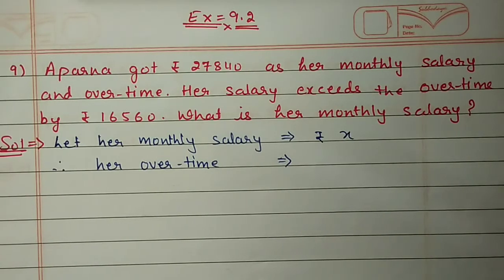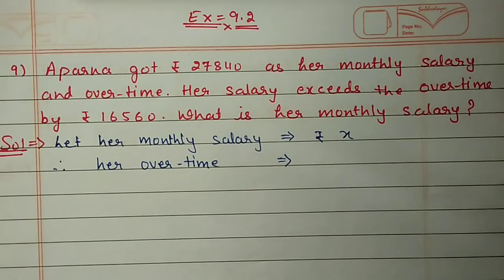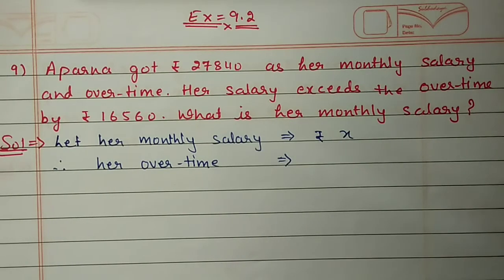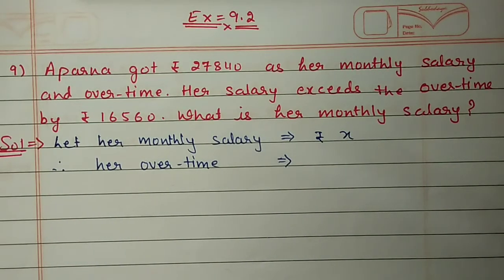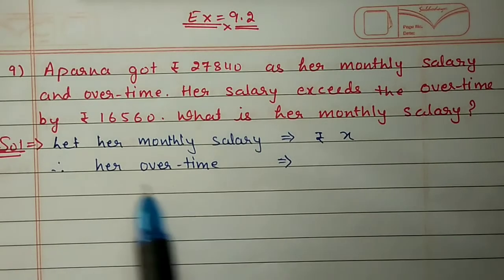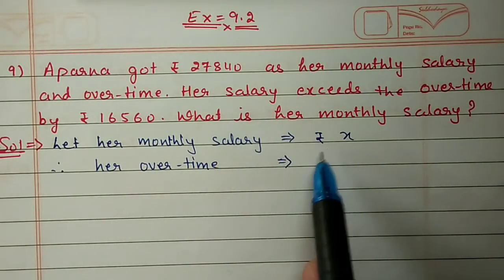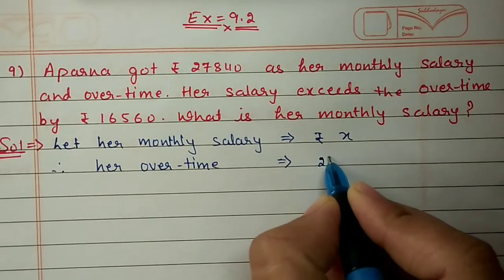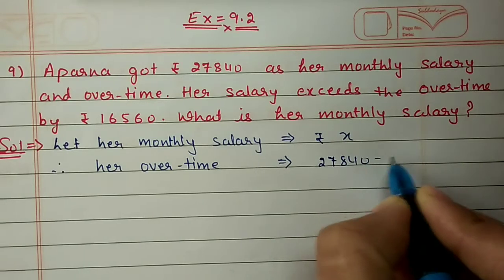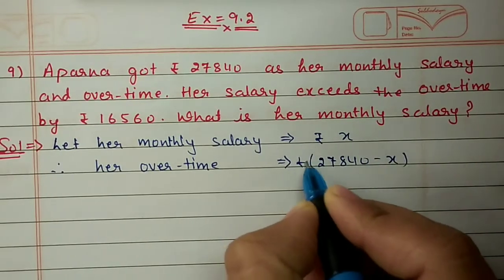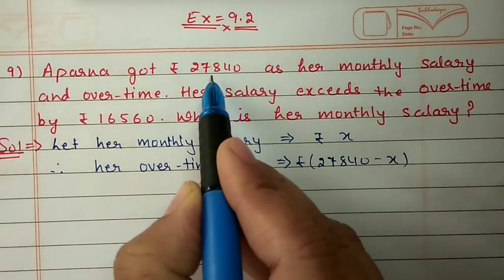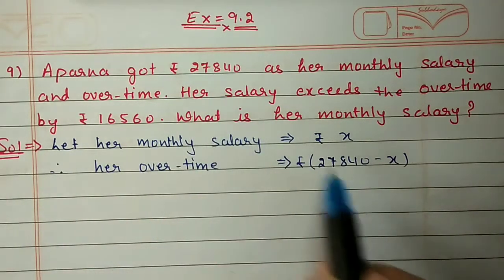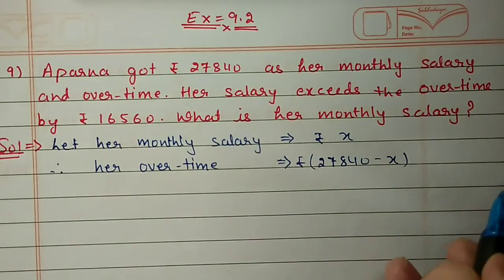Aparna gets 27,840 as her monthly salary and overtime. Her salary exceeds the overtime by 16,560 rupees. What is her monthly salary? So let her monthly salary be X, then her overtime will be 27,840 minus X, because in total she is getting this much amount and this is the sum of monthly salary and overtime. So from the total, if we remove salary, then we will get the overtime.